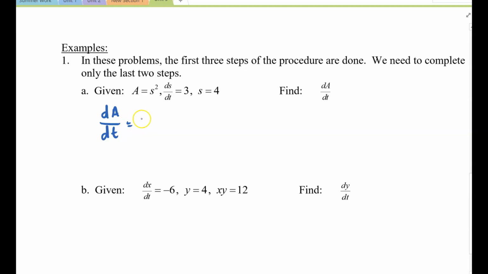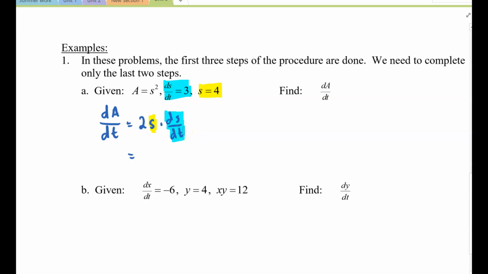It is equal to 2 times s times s prime, or the derivative of s with respect to t. So that's ds/dt. Okay, well, note that I have dA/dt, and notice that I have s here. Don't they say s is equal to 4? So I'm going to plug in 4 there. And then they also say that ds/dt is equal to 3.